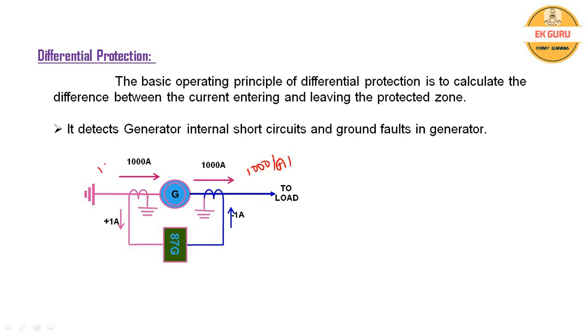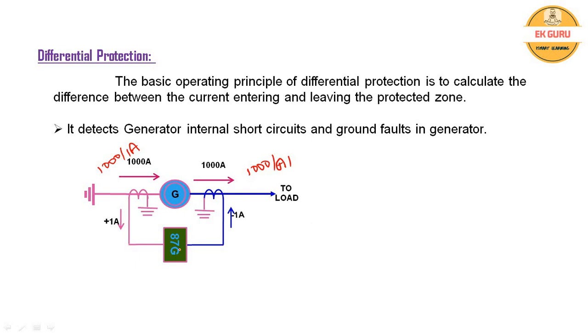Similarly, on the neutral side we are placing another CT, that is also a 1000 by 1 ampere CT. If there is a flow of 1000 amps in the primary, then the secondary current is 1 ampere. Similarly, on the line side also, if the current is 1000, then the secondary current is 1 ampere. These two secondary currents will be detected by the differential relay 87G. Depending upon these two currents, the differential relay will operate.